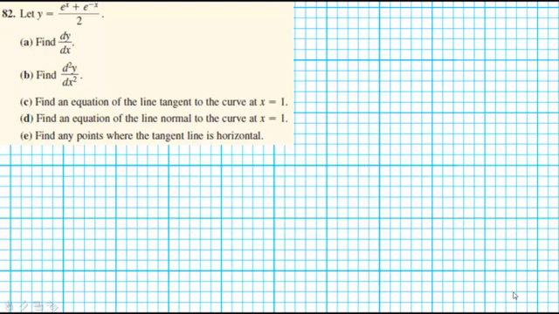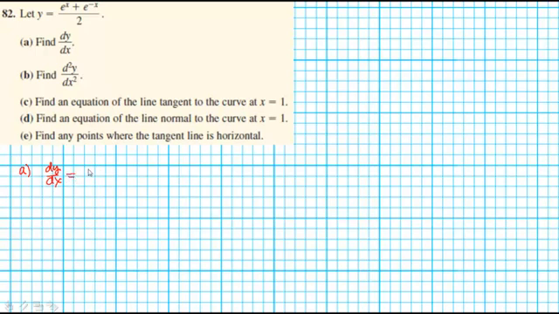Here's problem number 82 from the Chapter 3 review. We have a function and we're going to find some various derivatives. Let's do part A. What is the derivative of this function? Well, the derivative of y with respect to x, of course, is dy/dx.